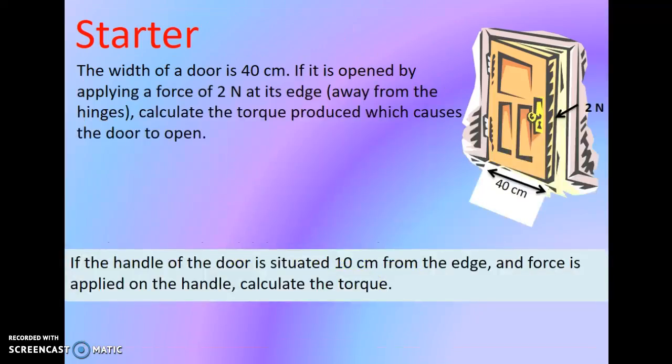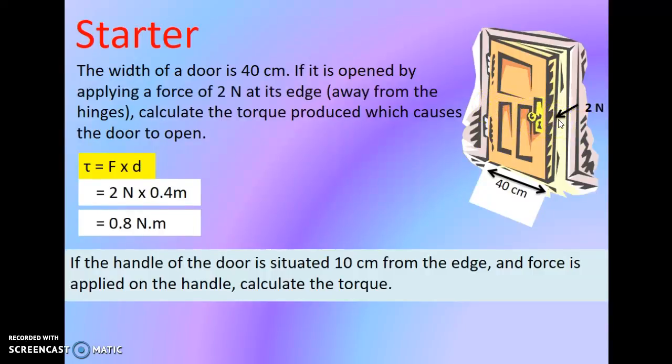Here's one more example. We have a door which is 40 centimeters wide. It's opened by applying a force at its very edge here of 2 newtons. So you've only got one pivot point, which is over there. And obviously, therefore, the torque is the force times the distance from the pivot. Force applied at the distance, and you end up with 0.8 Newton meters.